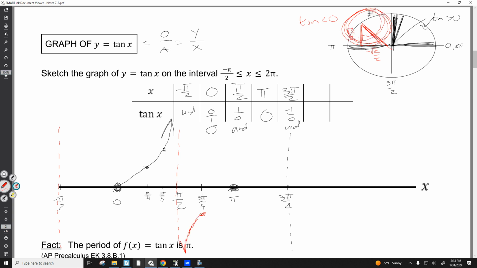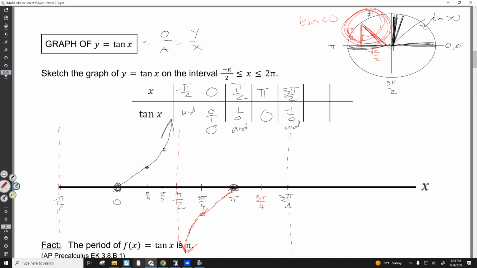And again, if you think like SOHCAHTOA, very close to pi over 2 will produce very, very large values. We will then pass through pi. Let's go to this value between pi and 3 pi over 2, which is what radian measurement? Pi over 4 past pi, 5 pi over 4. What is the tangent of 5 pi over 4? Please tell your neighbors.